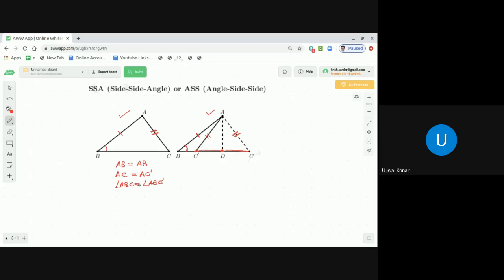But does it look like those two triangles ABC and ABC dash are congruent? No. How? Just by look and feel, you see that these two triangles are not congruent. They are not of the same size. Correct, no? So what we see is that SSA or ASS cannot always guarantee that these two triangles are congruent or not.